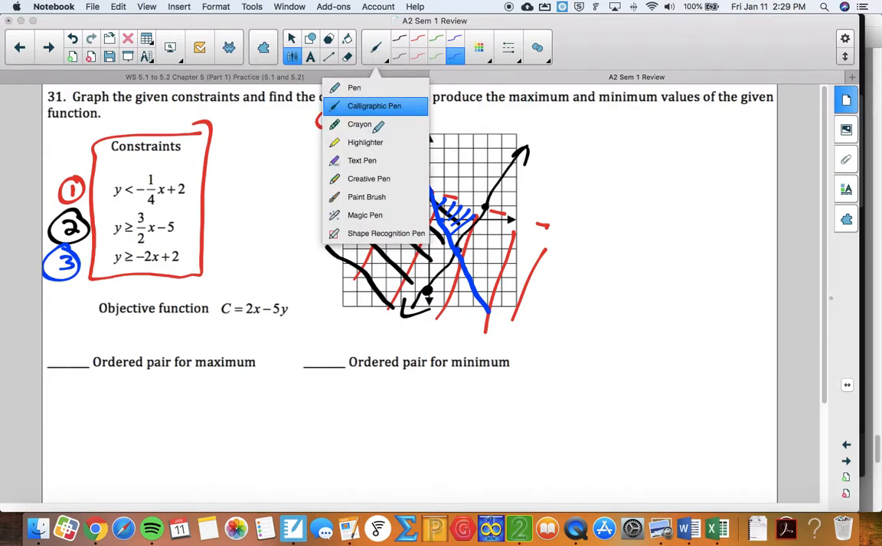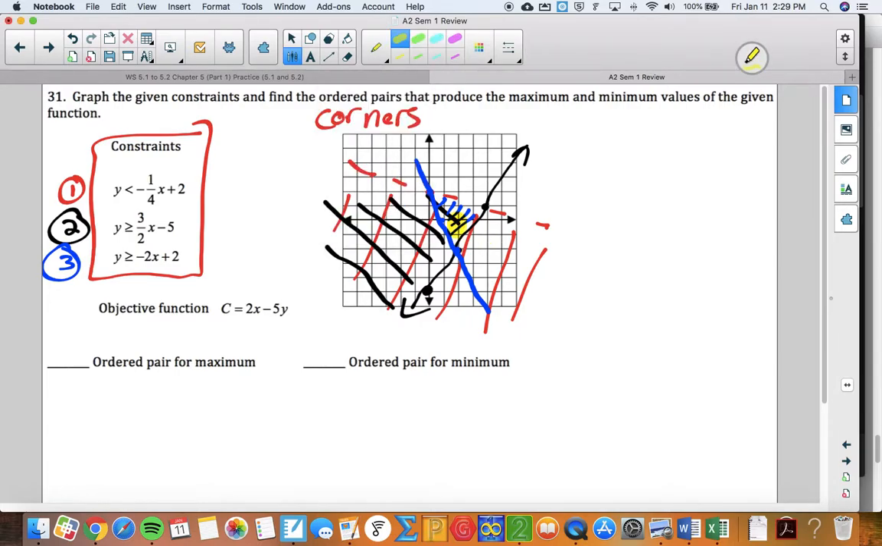And so this right here is my feasible region. And so I'm going to look at what the coordinates of the corners are of that. The corners occur at 0, 2, and at 4, 1, and at 2, -2.